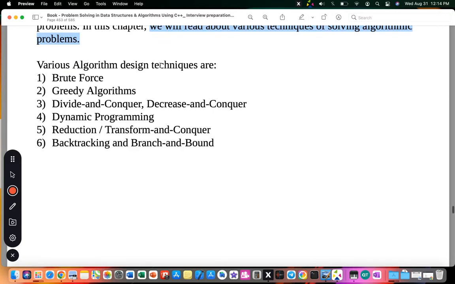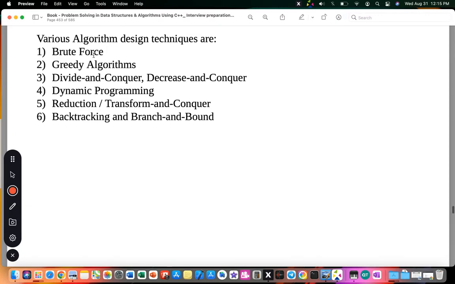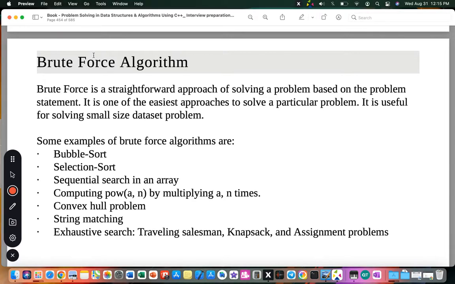Various algorithm design techniques are brute force, greedy algorithms, divide and conquer, decrease and conquer, dynamic programming, reduction (transform and conquer), and backtracking and branch and bound. So these are techniques used in designing algorithms. We will talk about each single one now.